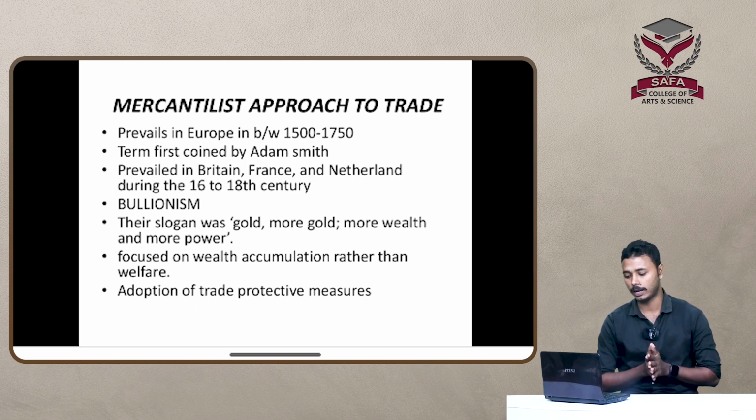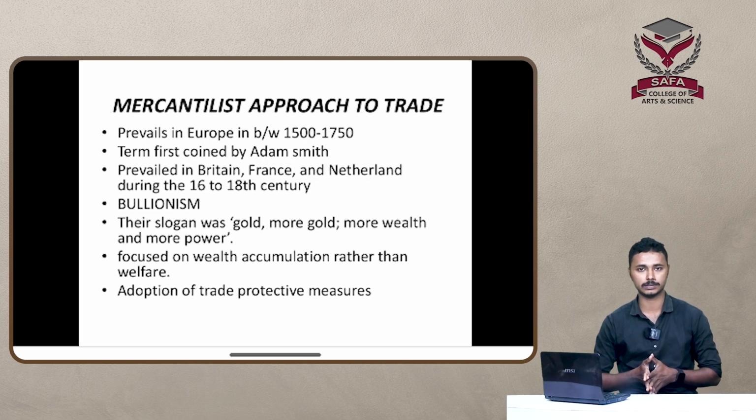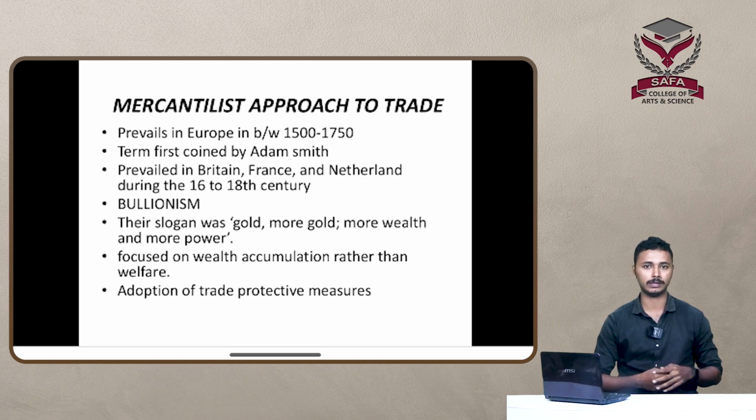Then the adoption of trade protective measures. That means there were many trade barriers, like tariff and non-tariff measures. They restricted import and promoted export. Through export they can accumulate their wealth. Import is a leakage, you know.